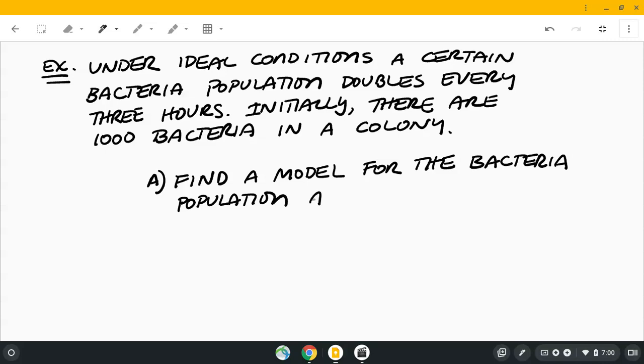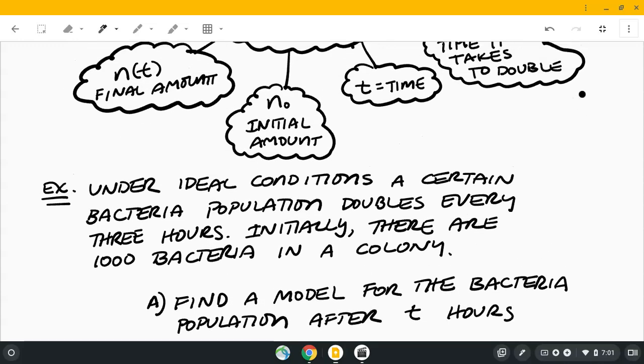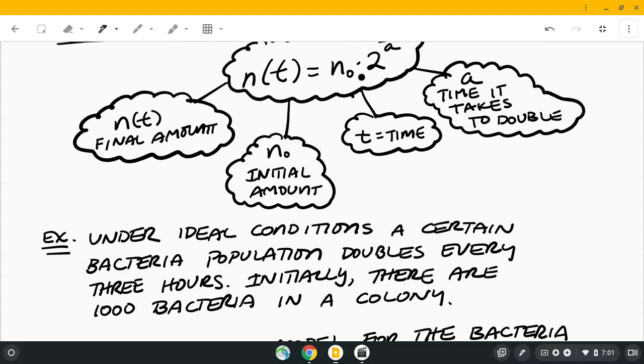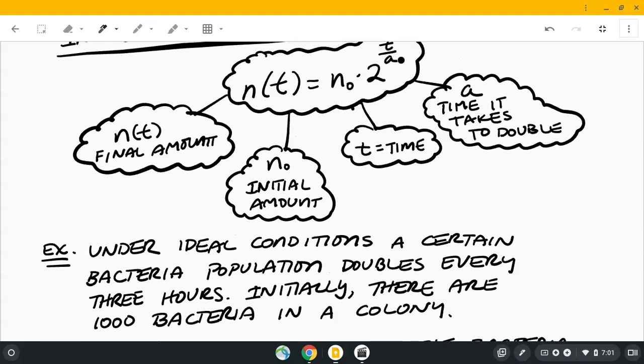After T hours. Okay, so since this is a doubling situation, we can use this doubling function, you can think of it as a formula, to represent this situation. In order to use this, we do need to know the initial amount, and we do need to know the time A that it takes to double.